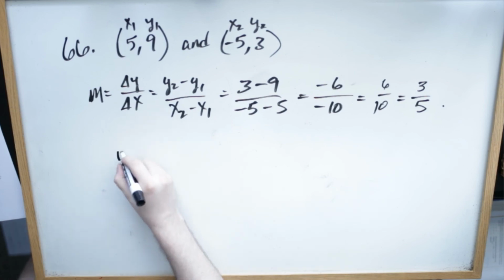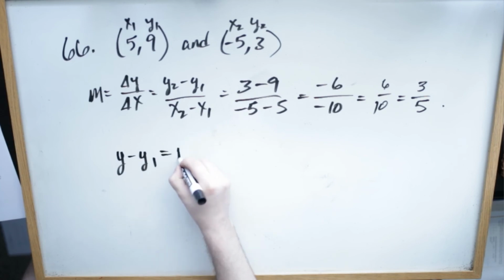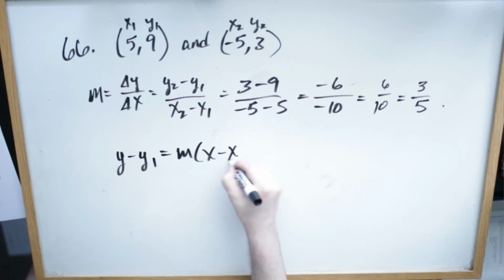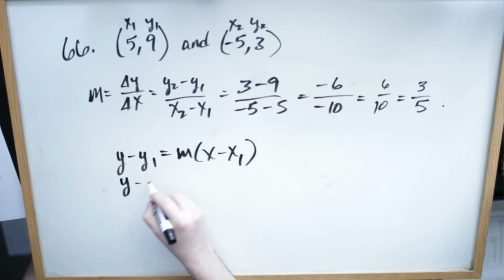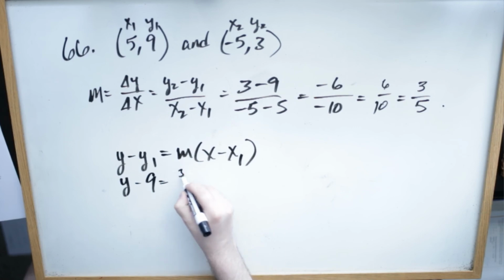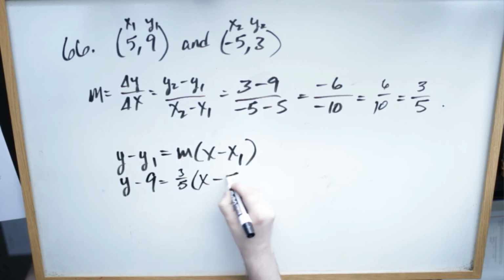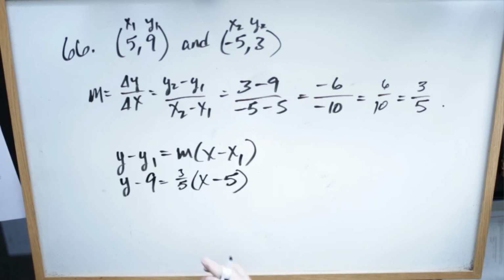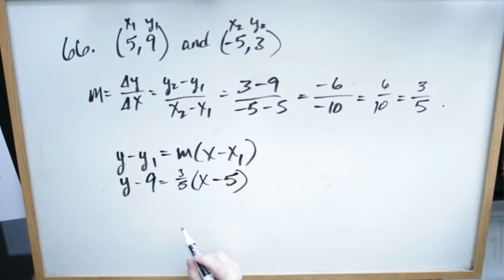So we'll do y minus y1 is equal to m times x minus x1. So y minus y1, which is 9, is equal to 3/5 times x minus 5. There we go. You can't interchange these points. They've got to be those exact points. So I need x1 with y1, x2 with y2. I can't do an x1 with a y2. It just will not work.